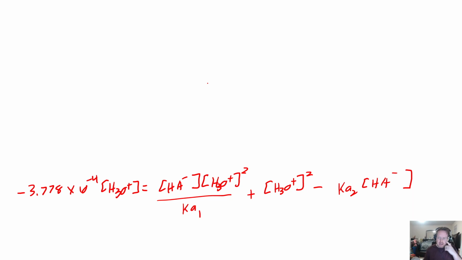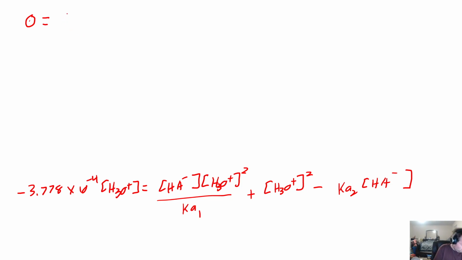So now I'm going to do some stuff. I'm going to combine like terms, and then I'm going to plug in constants where they have, and then I'm going to solve them using the quadratic equation. So when I combine all these, I want to get 0. I'm going to get 0 on the left side because to be able to use my quadratic equation, I need everything equal to 0. And then I'm going to move this H3O+ term over to the right, and I'm going to combine my two H3O+ terms to make it into one variable.